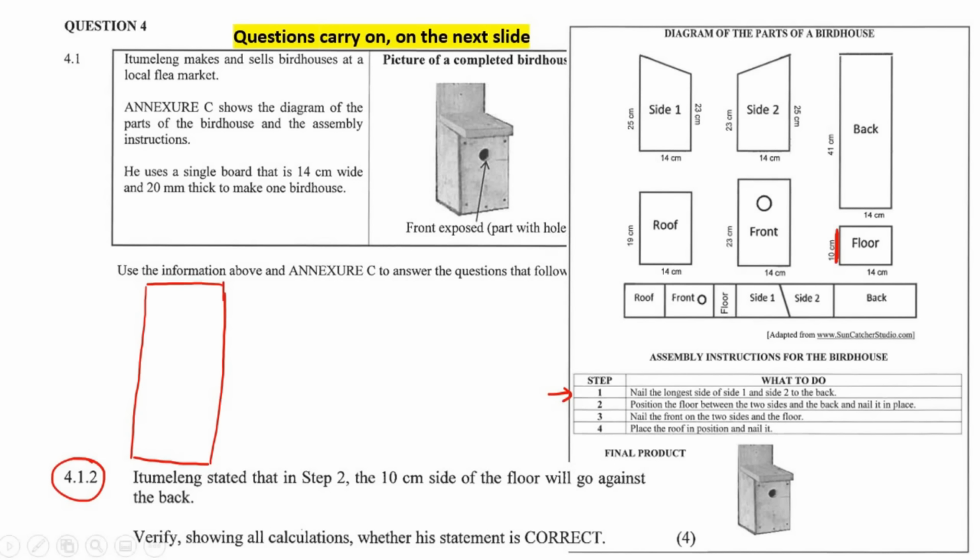Which is there. Then they said take the longest side of side 1 and side 2, and then nail that to the back. Remember that this one is 41 centimeters, but these are only 25 centimeters, so it'll only go up to about there. Okay, so what they're saying is nail it to the back like that, just like we can see in the picture here.